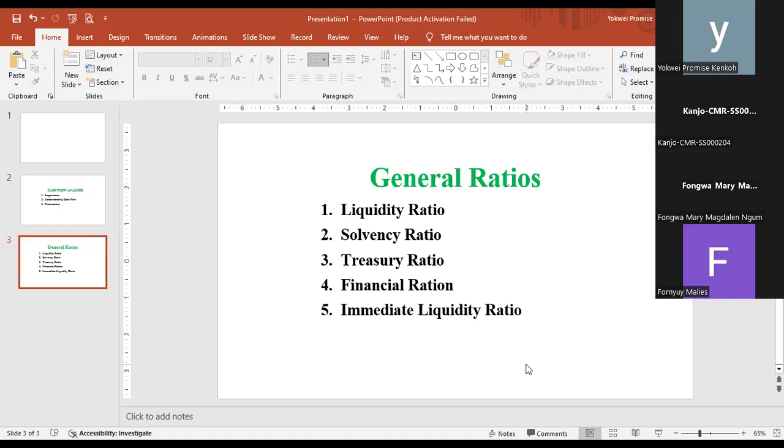And then the next one is the treasury ratio. I don't know if we mentioned this one in our previous classes.